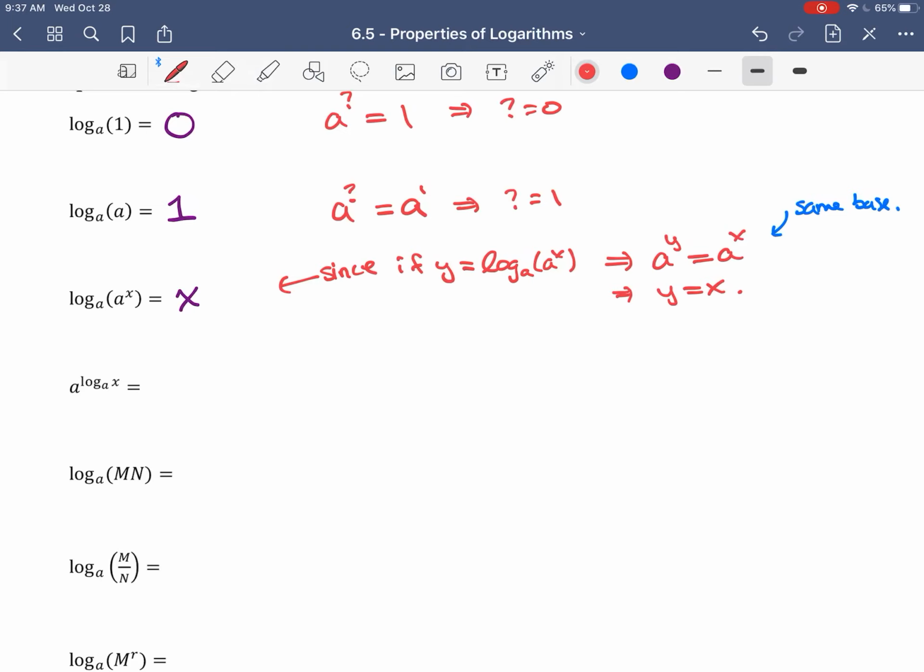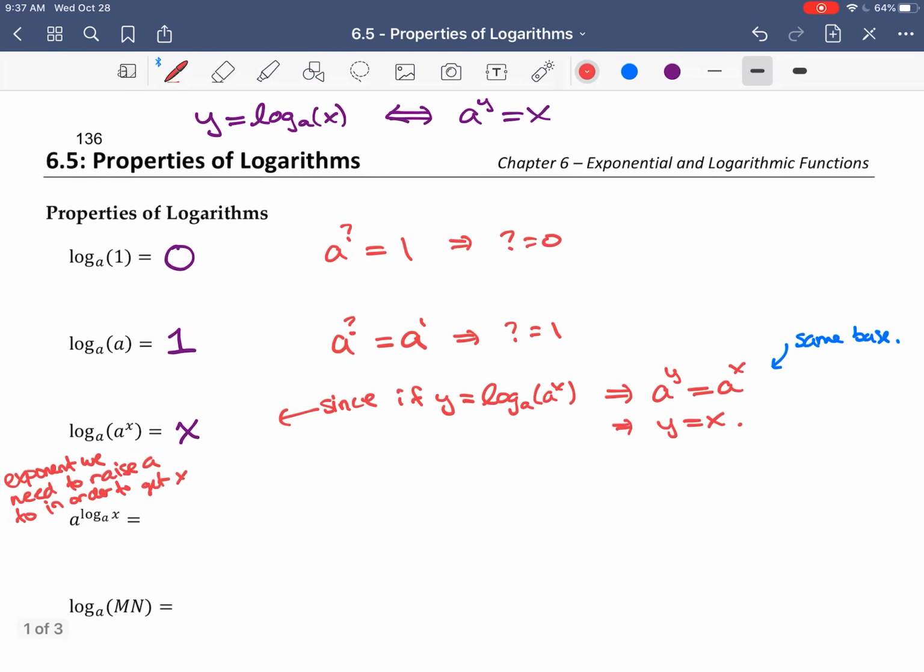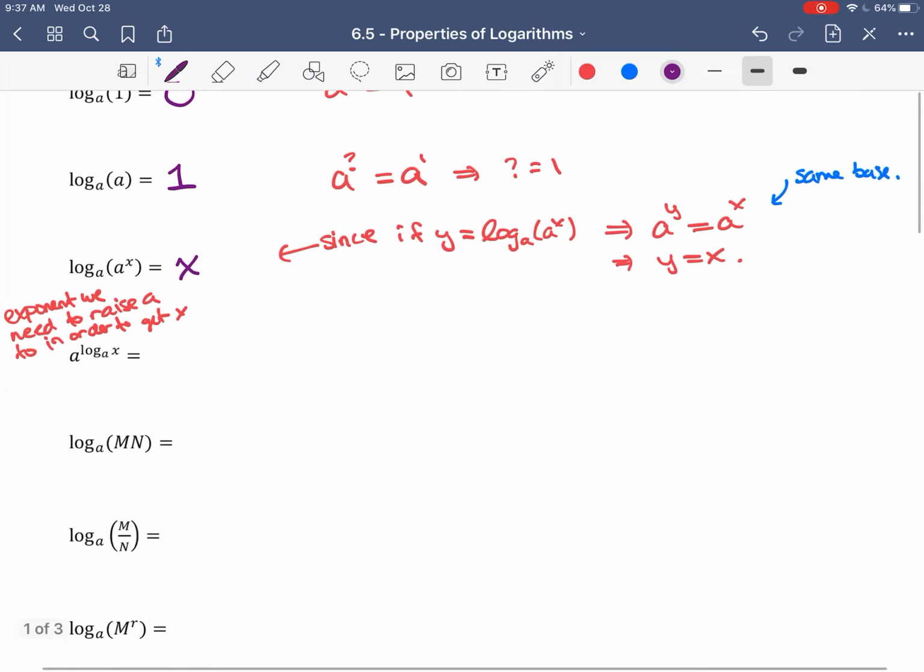Similarly, a to the log base a of x. So remember what log base a of x means. It's the exponent we need to raise a to in order to get x. Right, so that's what it looks like up here. So y is the power that I need to raise a to get the thing inside, which is x. So if I actually raise a to that power, I better get x, because that's what it means.